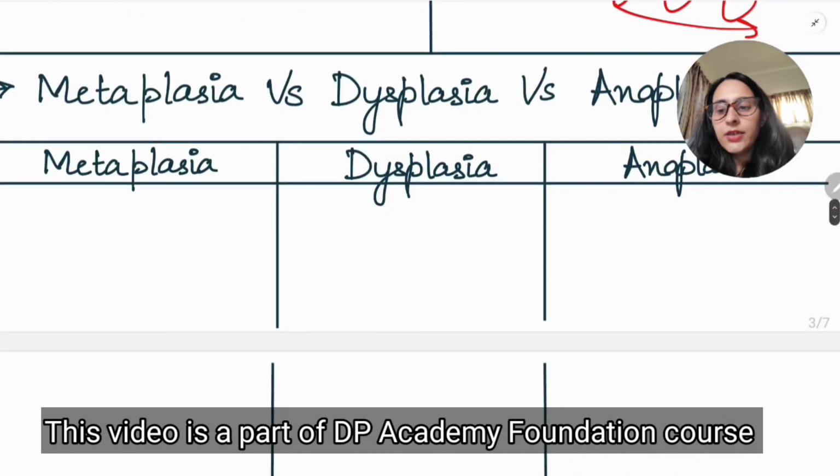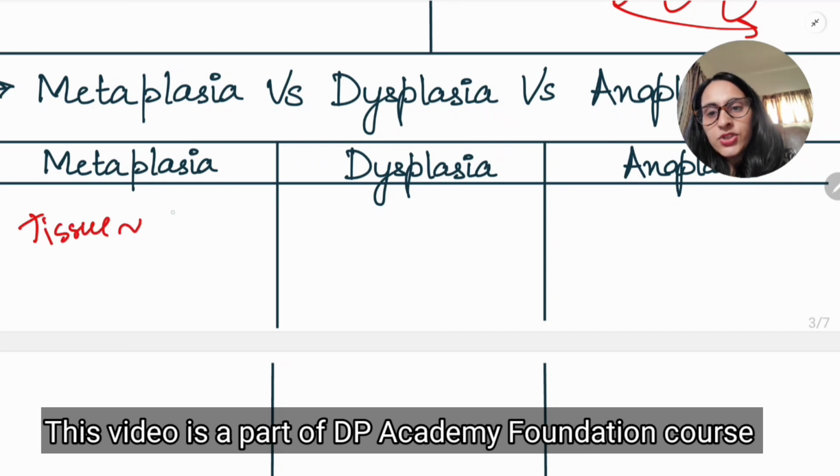We have also studied earlier about metaplasia. So metaplasia is when one kind of tissue is changing to another kind of tissue.